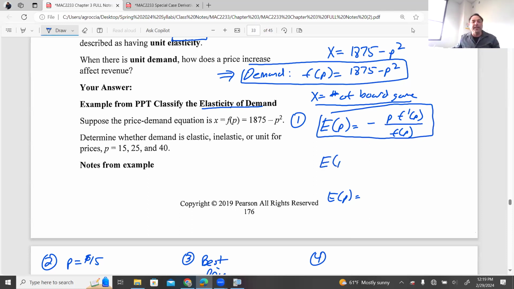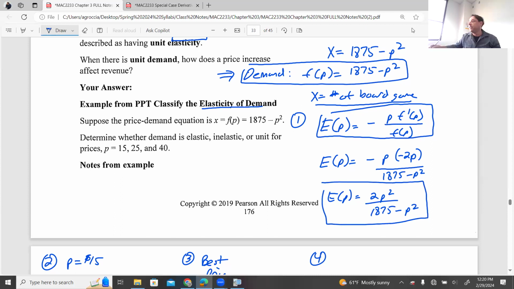So to find the elasticity of demand, it always starts with negative p, then the derivative of demand. Now be careful, signs matter. So the derivative of 1875 is 0. The derivative of negative p squared is negative 2p. If you forgot the negative, everything is wrong, right? That negative matters. Divided by the original demand, which is 1875 minus p squared. That gives us 2, negative times negative is positive, p squared over 1875 minus p squared. So if we got the elasticity correct, then we can move to the next step.